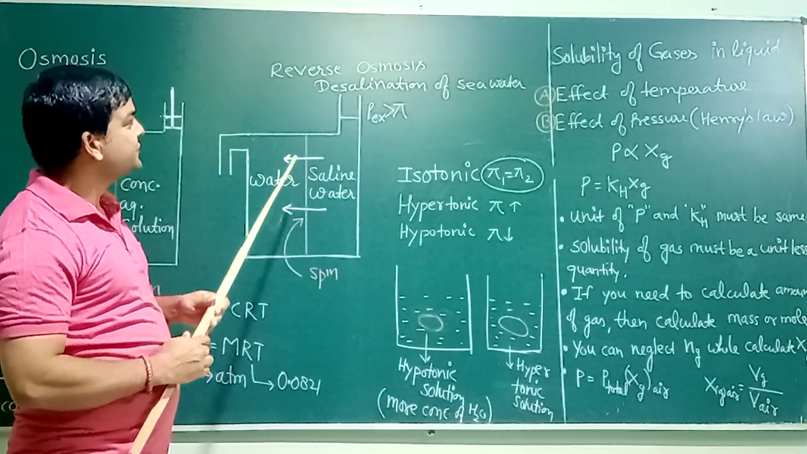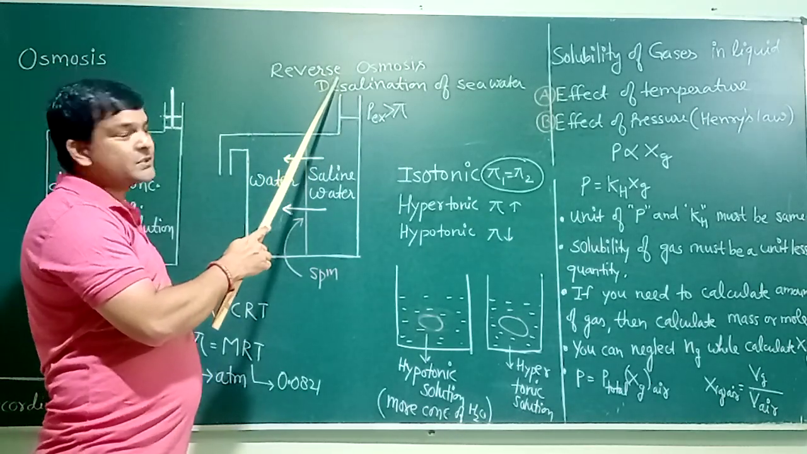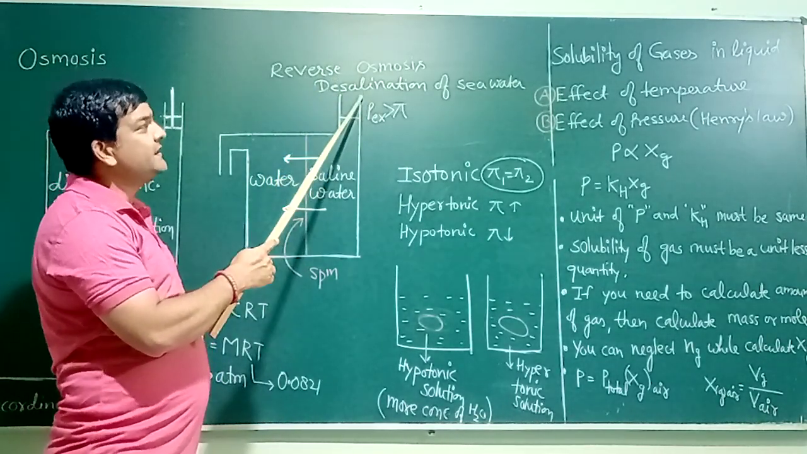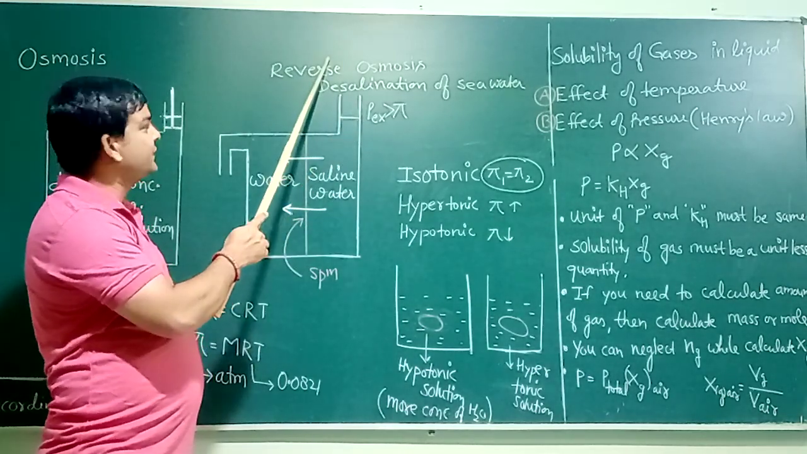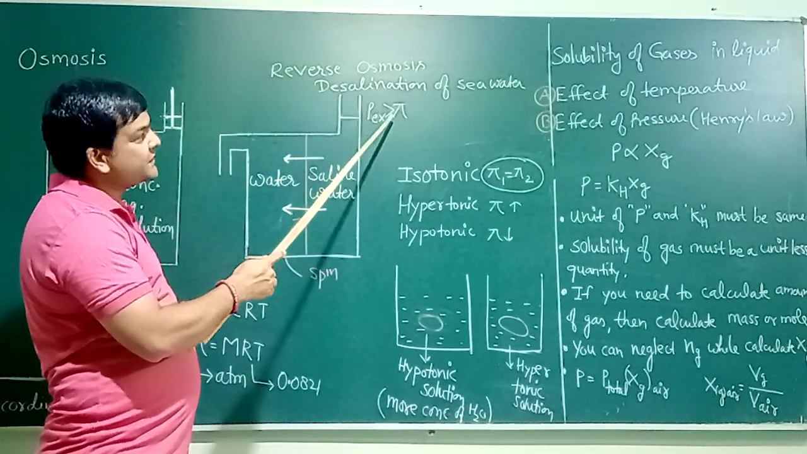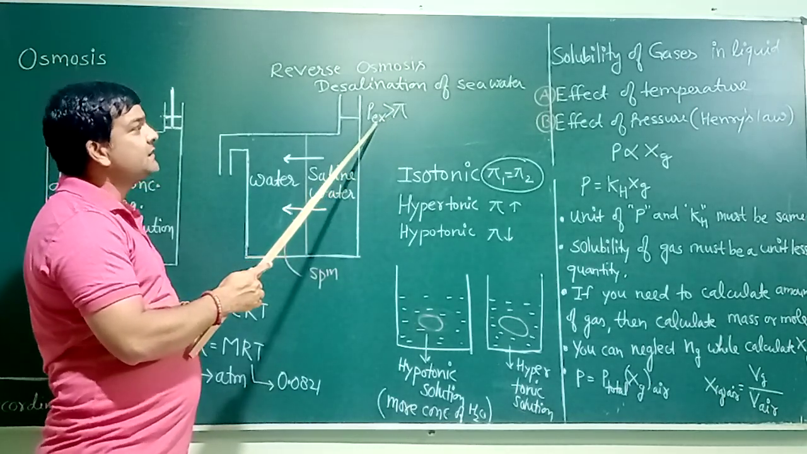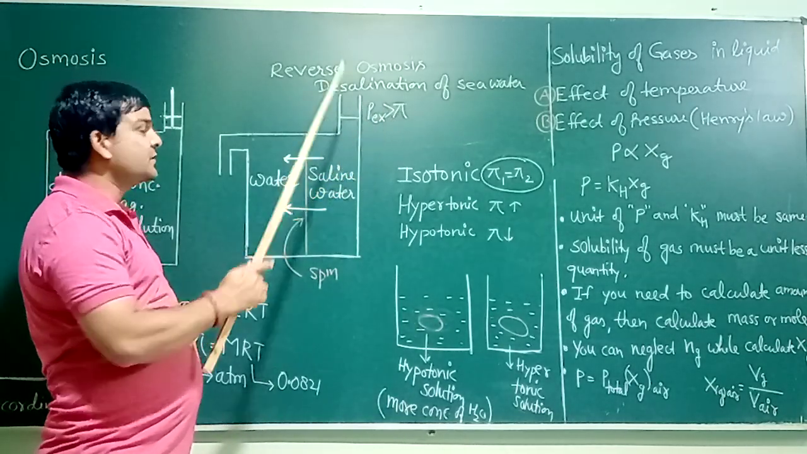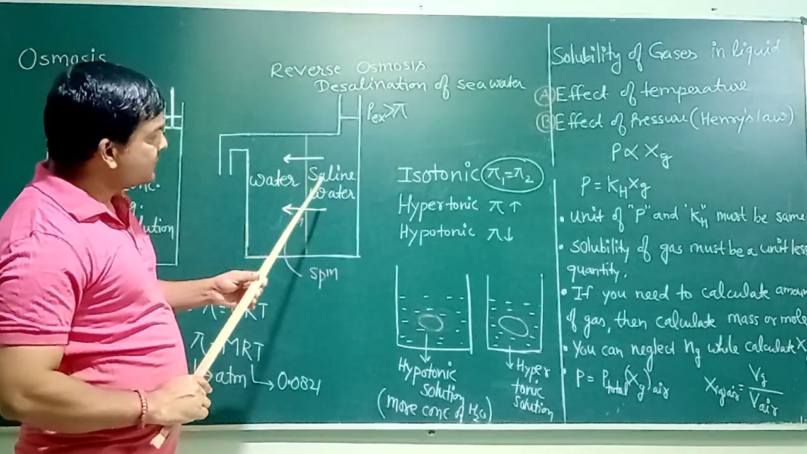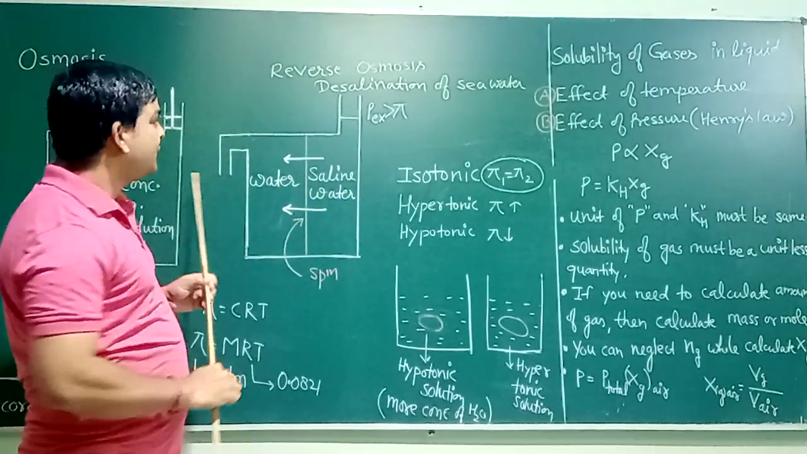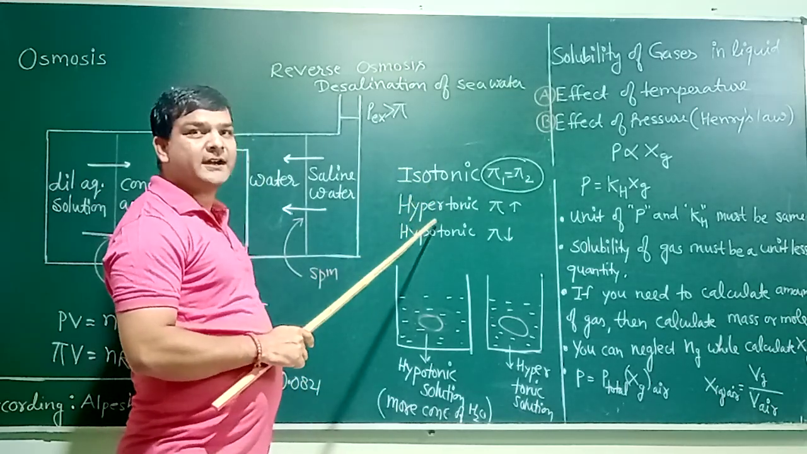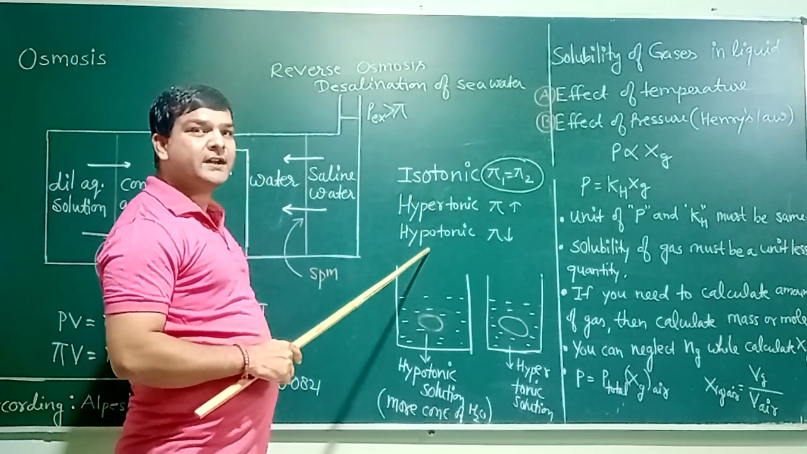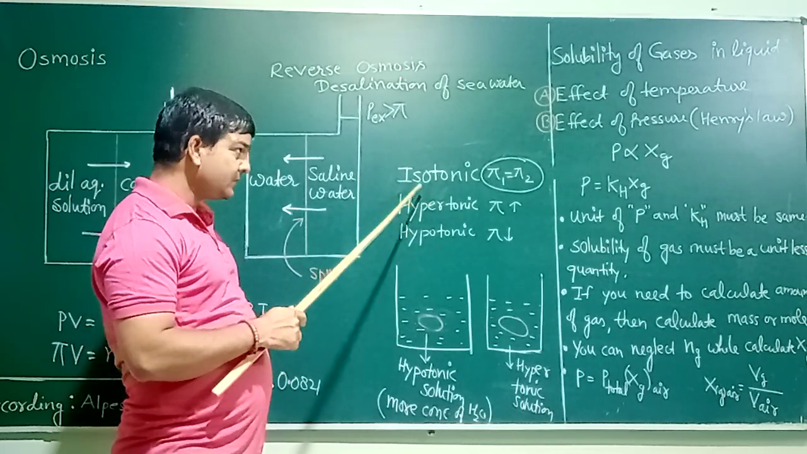So you may ask a few questions here. Given an application of reverse osmosis, you can write desalination of water. Desalination is based on the principle of reverse osmosis, and the condition for reverse osmosis is that external pressure should be greater than osmotic pressure. Now a few more terms used in osmosis and osmotic pressure: isotonic solution, hypertonic solution, and hypotonic solution.